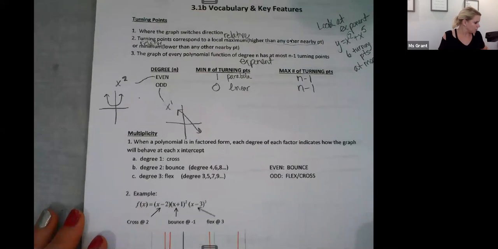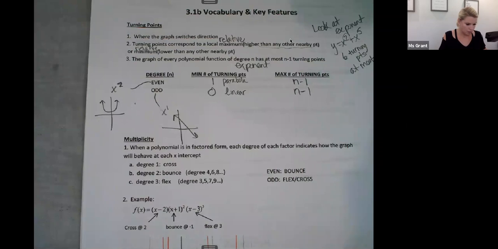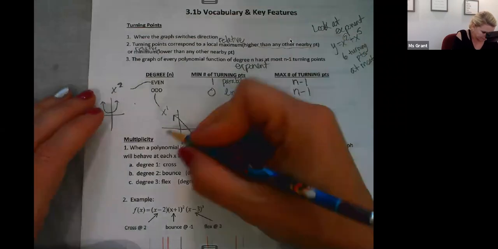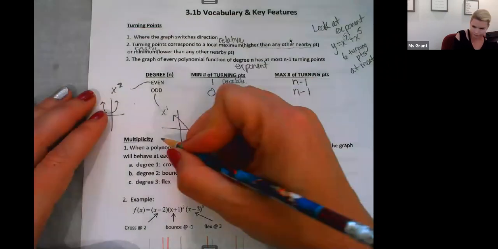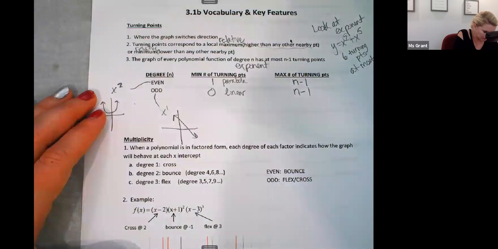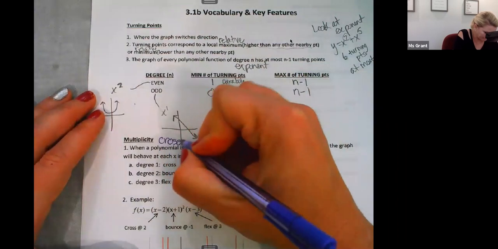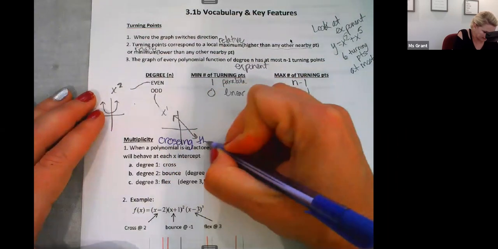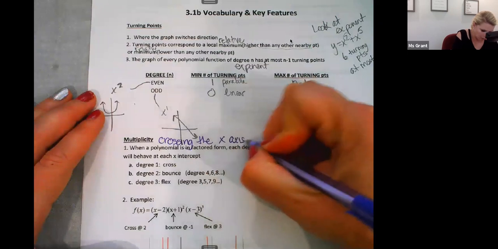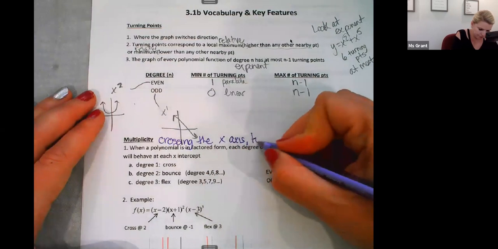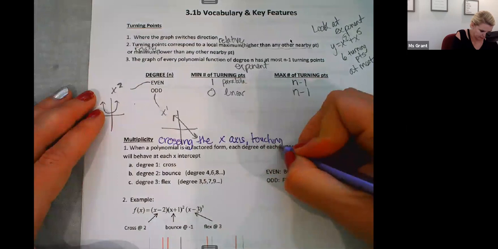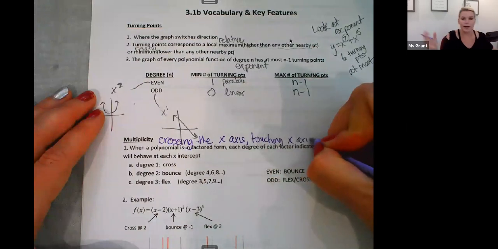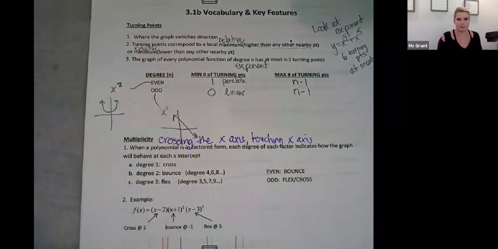All right, the word multiplicity. The word multiplicity is me talking about crossing the x-axis, or perhaps just touching the x-axis. Where and how many times?